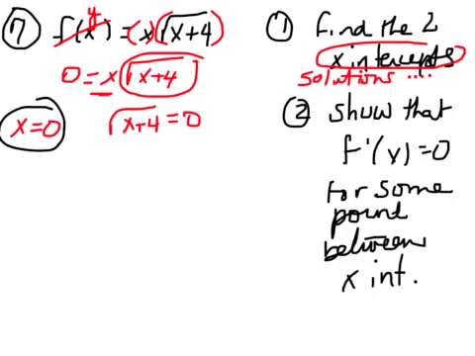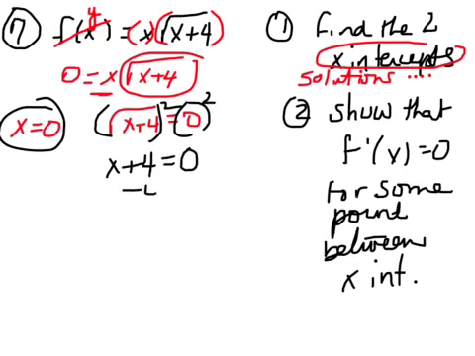How would you solve square root of x plus 4 is equal to 0? How do you get down to the x if it's underneath a radical? Square it. Yeah, square both sides, right? So if I square the square root of x plus 4, it is x plus 4. So it's just negative 4. You just say, x plus 4 is 0, x is negative 4.